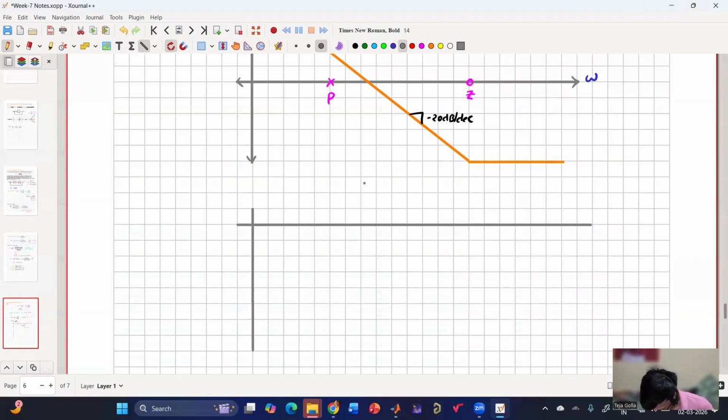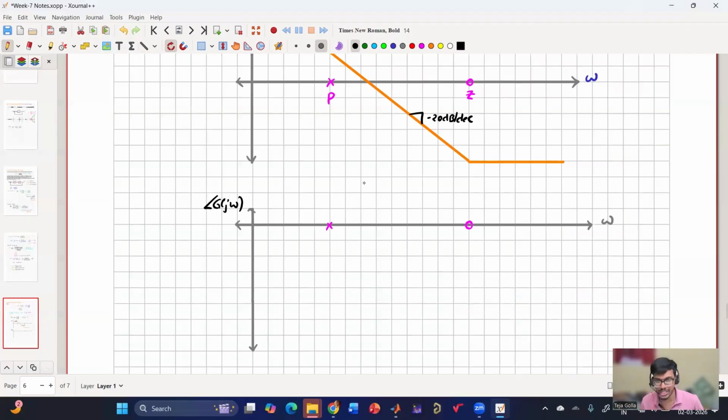So this is my omega. This is my phase. So this is my phase angle G(j omega). So this is my pole and this is my zero.